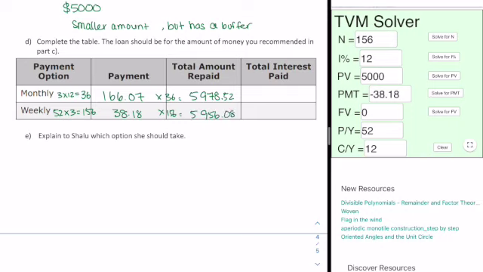So the total interest, if you're borrowing 5,000, is 978.52 for monthly and 956.8 for weekly. So which option should she take? I'll leave that up to you to decide and explain. You should be thinking about convenience and also the amount of interest you're paying.